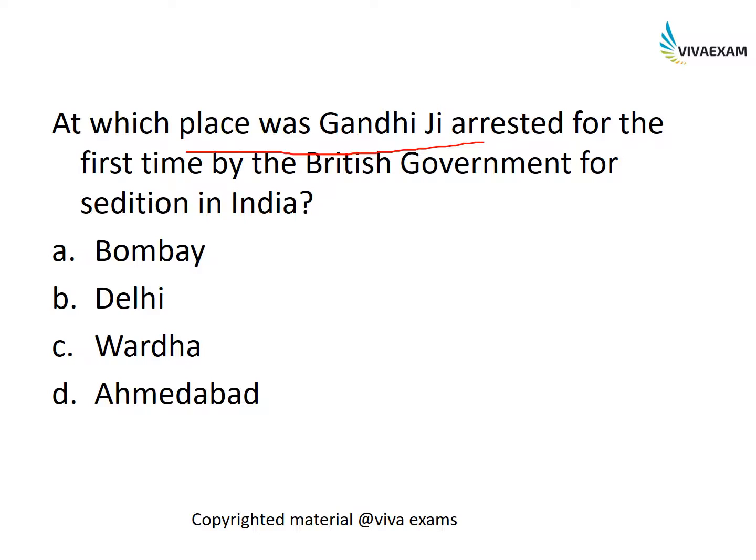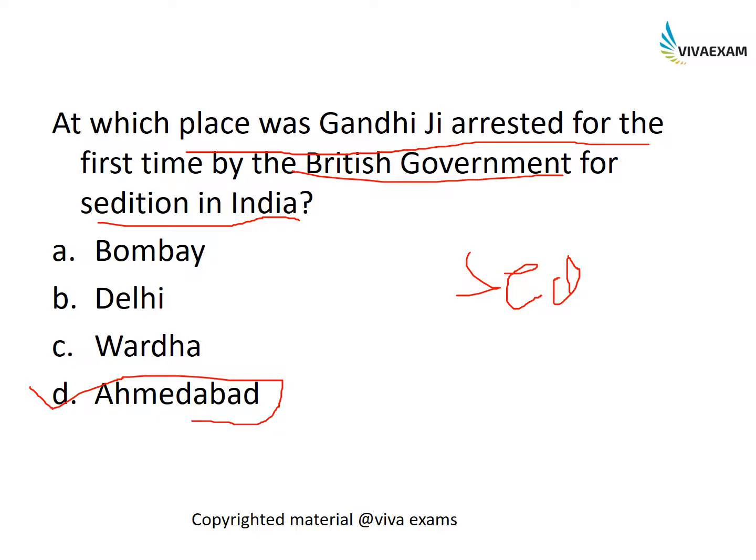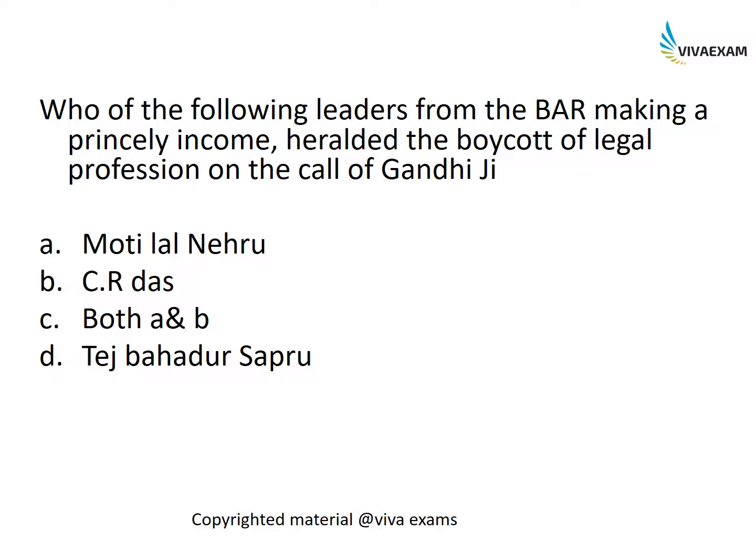At which place was Gandhiji arrested for the first time by the British government for sedition in India? So when was Gandhiji for the first time arrested for sedition? Okay, this was none other than Ahmedabad. So he was arrested in Ahmedabad for enticing people into acting against the government.